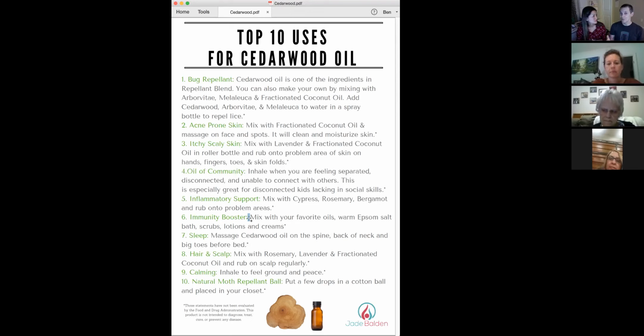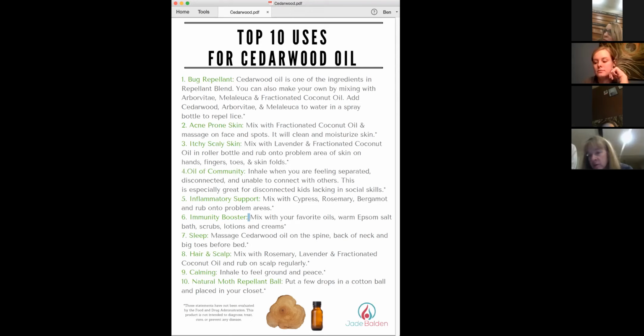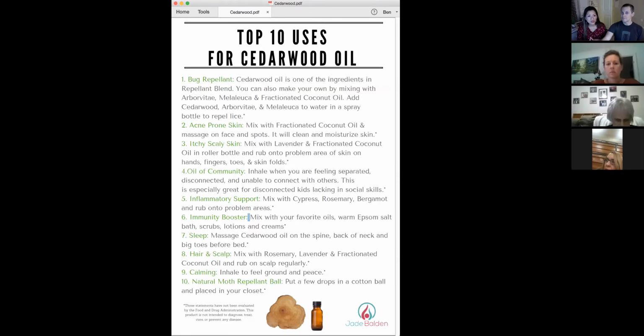Our friend said 90% of the wellness concerns can be taken care of with just essential oils. Common things, natural solutions. So there are common health concerns we can take care of in our home. It's been fantastic. As an immune booster, you can do Epsom salt baths, and the cedarwood in lotions and creams, so then you have it on yourself all the time.